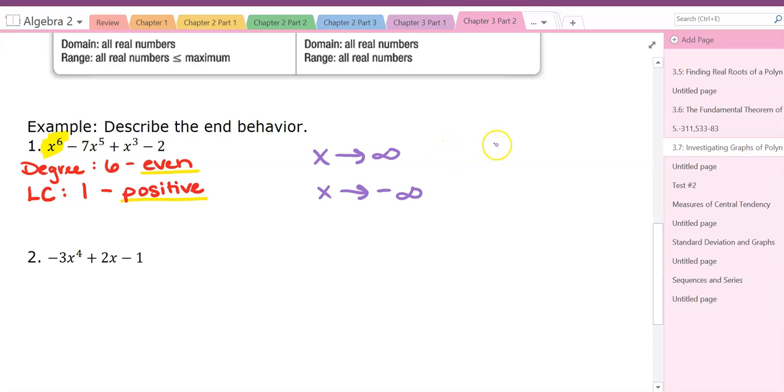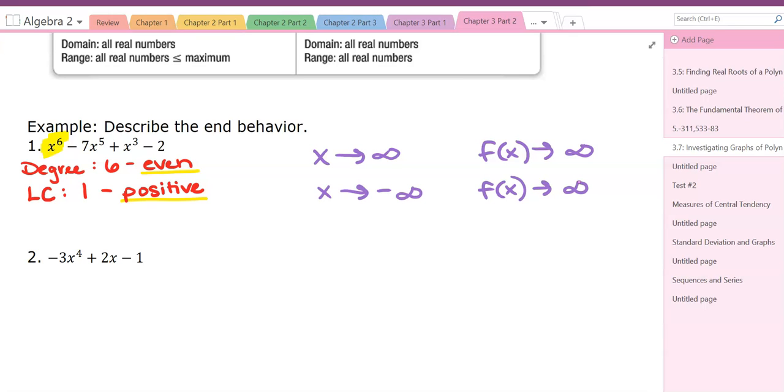Then we talk about what the f of x, or what the y, is doing. Okay, so up above on that chart, when x was going to positive infinity, so was y. And then as x is going to negative infinity, y does too, because they go the same direction. So they're both going up eventually.